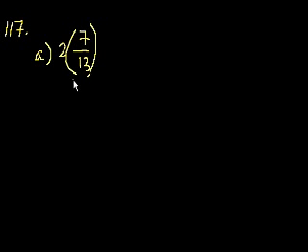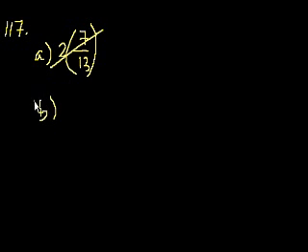Next question, 117. Which of the following has a value less than 1? Choice A is 2 times 7 over 13. Well, 2 times 7 is 14, so that's greater than 13, so it's not A.